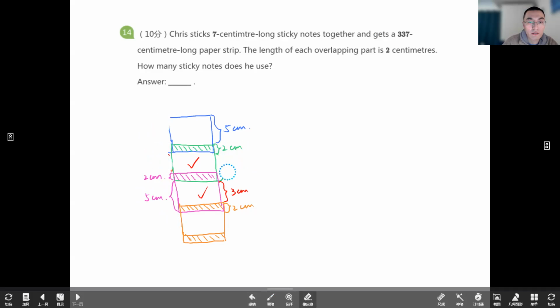This 5 centimeters will be gone. This is a 3. This is a 2. I'll write them all on one side just for you to see it clearly. This is a 2. The 5 centimeters will be gone. And this is a 5. So this is 5. But I won't represent the last sticky note. Let's just say this is the last sticky note. I won't represent it with 2 and 5. I will just represent it with 7. So for the last sticky note, there are no overlapping parts.